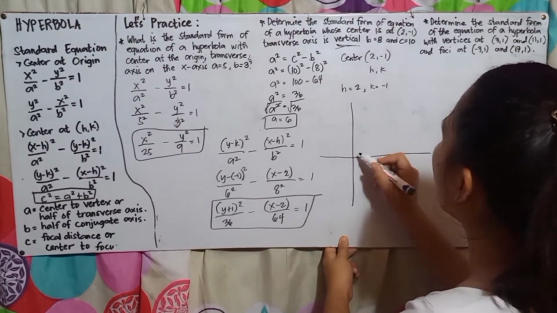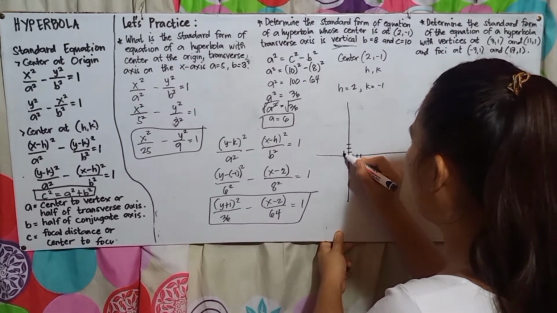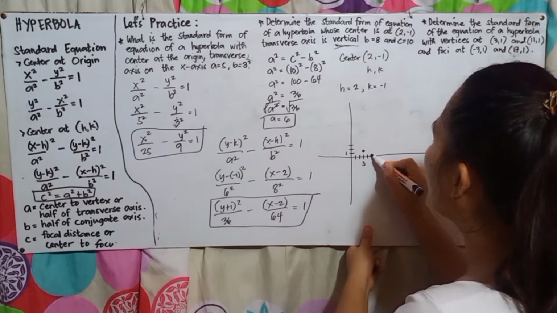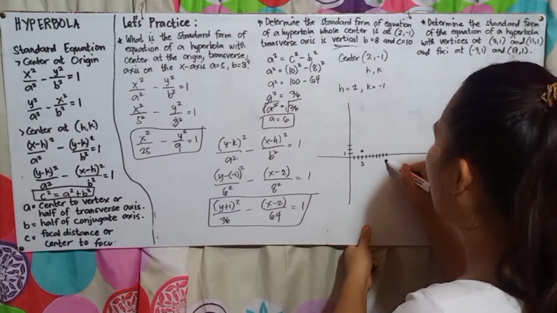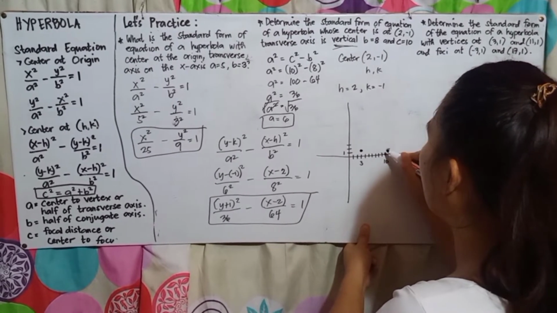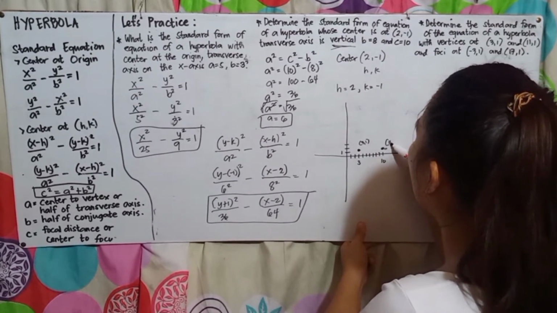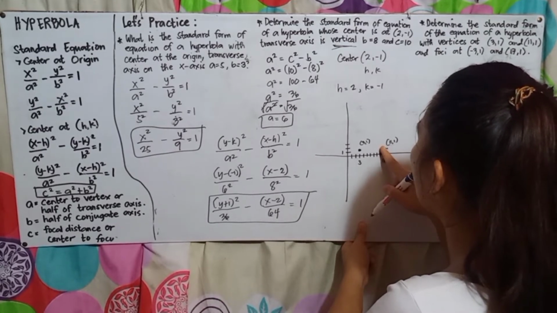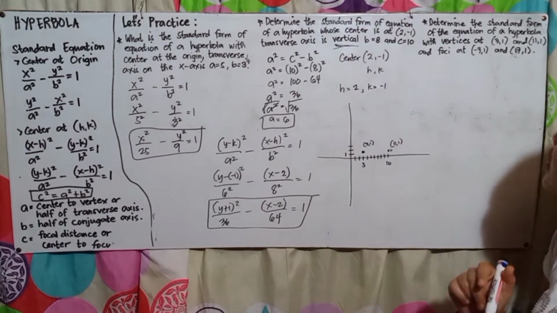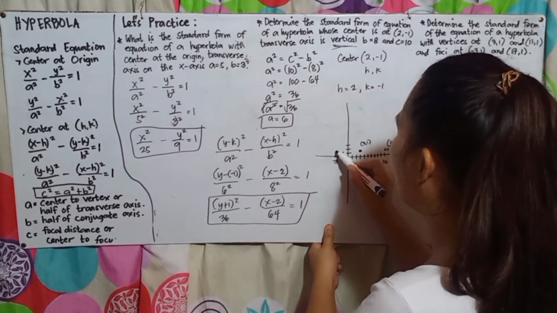The vertices are (3, 1) and (11, 1). Counting 1, 2, 3 for the first one, and 3, 4, 5, 6, 7, 8, 9, 10 for the other. Then the foci: negative 3, 1, counting negative 1, negative 2, negative 3.